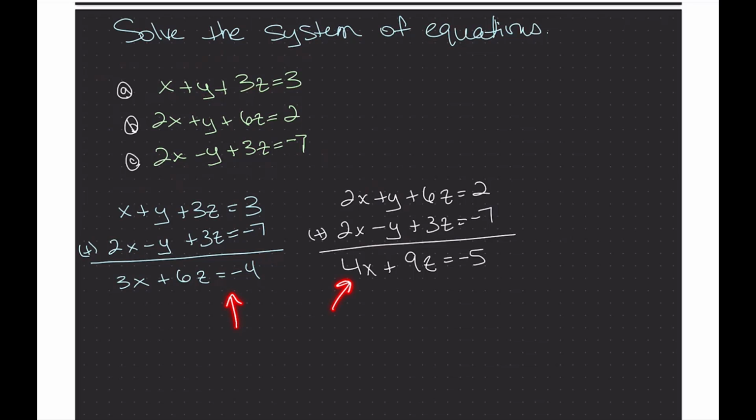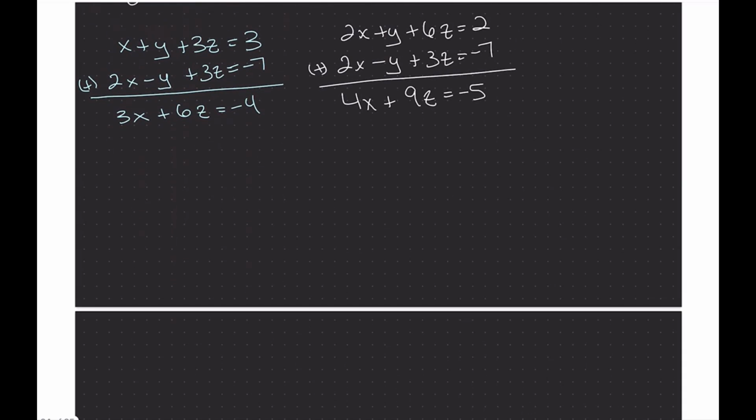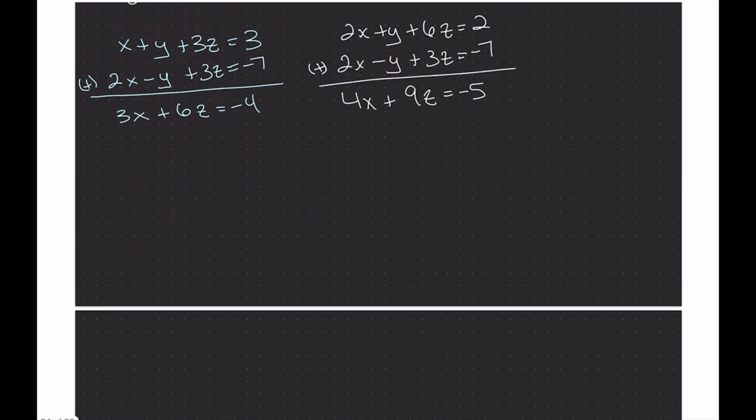So now we have two equations with two variables, so we can go through the same process again of elimination and see if we can get rid of one of them. I'm just going to rewrite these one on top of the other. Sometimes it makes it a little bit easier to see what's going on. So we have 3x plus 6z equals negative 4, and 4x plus 9z equals negative 5.